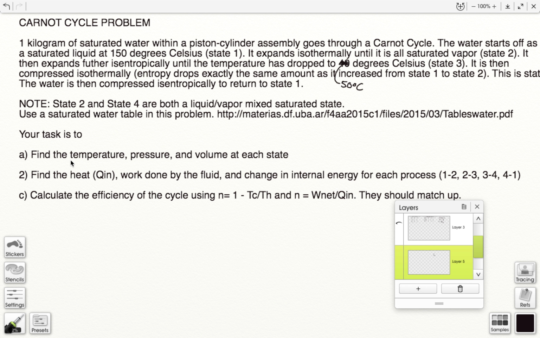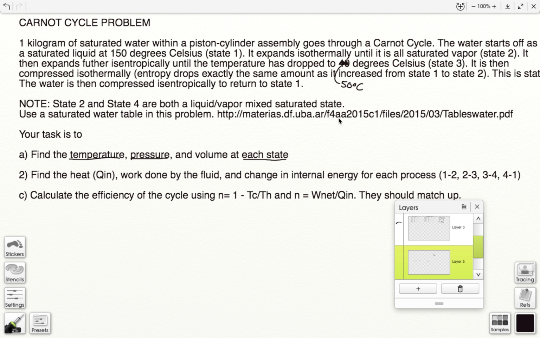And right now I'm going to focus on finding the temperature and pressure at each state. And we have 4 states, 1, 2, 3, and 4. So at state 1, the water starts off as a saturated liquid at 150 degrees Celsius. Now, it starts off as a saturated liquid, and so when we're given the temperature, there is one corresponding pressure that this saturated liquid can be at.